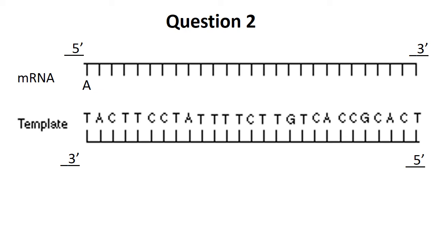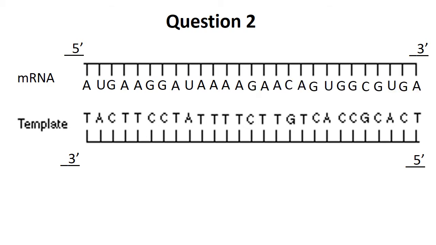So adenine is the complementary pair to thymine. Uracil is the complementary pair to adenine. Guanine, adenine, adenine, guanine, guanine, adenine, uracil. Adenine, adenine, adenine, and then we fill in the rest. And as you can see, this code for the messenger RNA is very similar to question number 1, except instead of thymines, we find uracil.